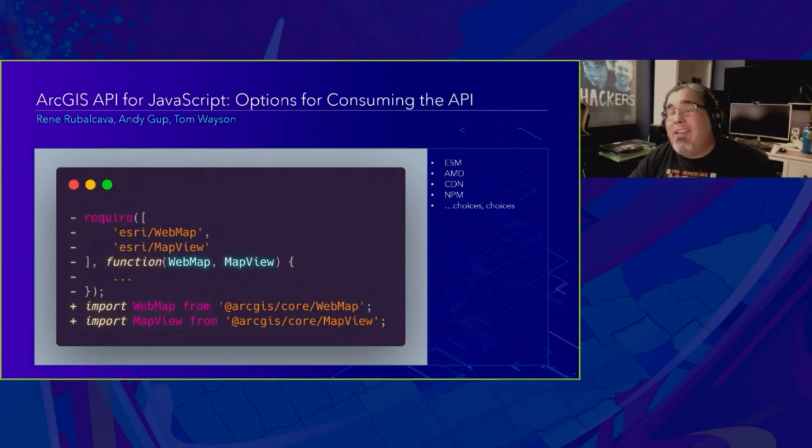So you have, like I said, a lot of different ways here. Like I have listed here, we have ESM, we have AMD, we have CDN ESM, CDN AMD, NPM ESM, and NPM AMD. So you can't tell me that we don't have a way for you to build your apps with all these different choices that we have. And we're going to cover all of those in this particular session here. Julie?